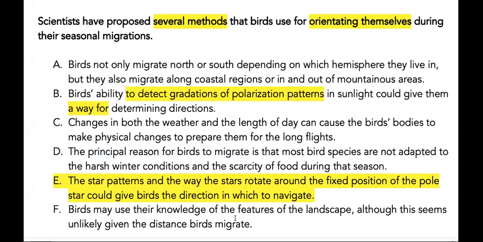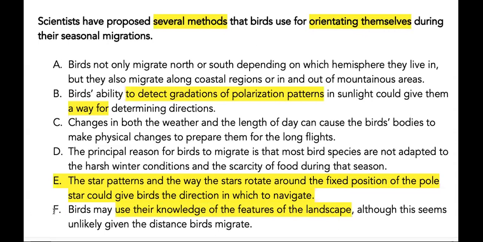Birds may use their knowledge of the features of the landscape. They use their knowledge of the features of the landscape, although this seems unlikely given the distance birds migrate, sorry. So in this one, we do have a mention of how they would migrate, even though it doesn't seem likely. But we still have a method. They're using their knowledge of the features of the landscape. That's how they're getting around, right?